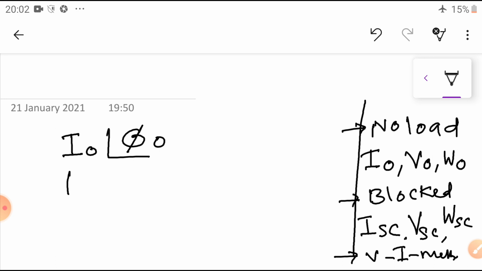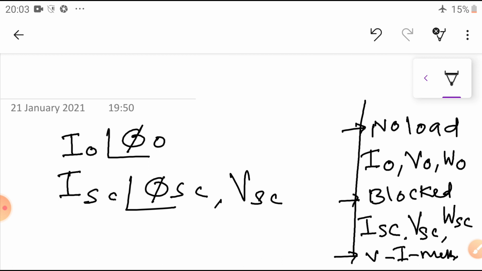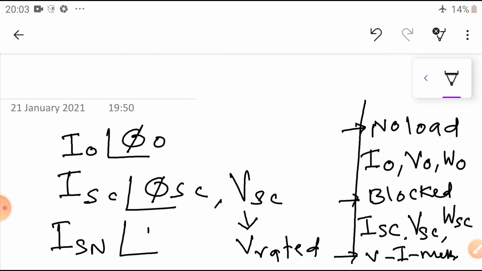And at the same time here I am going to get ISC at an angle of phi SC, but it is based on the reduced voltage, only a fraction, 10 to 20% of the voltage. But I want the value based on the rated voltage, so I can write it as ISN, the normal voltage current, at phi SC. This is the one thing I require.